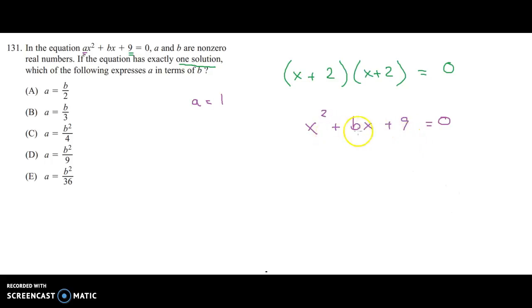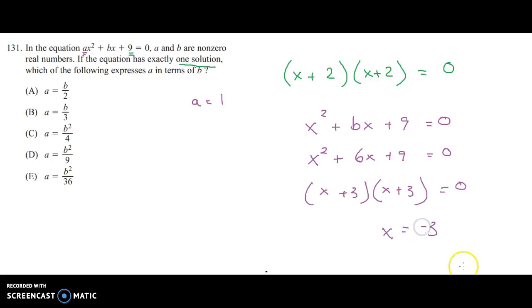We would need two numbers such that they multiply out to 9 and add up to make this b, but we want these numbers to be identical to each other. That would have to be 3 and 3, so b is 6. It should be x squared plus 6x plus 9 is equal to 0, because if you factor that out, that gets us to x plus 3 times x plus 3 is equal to 0.